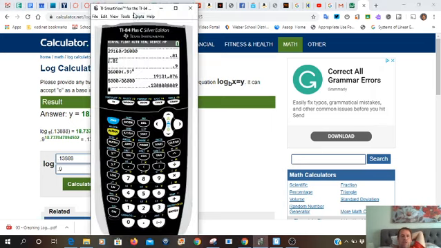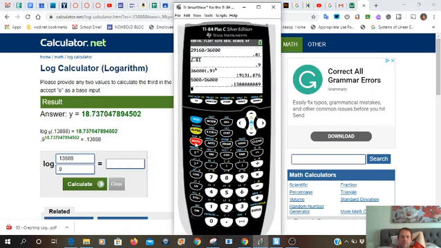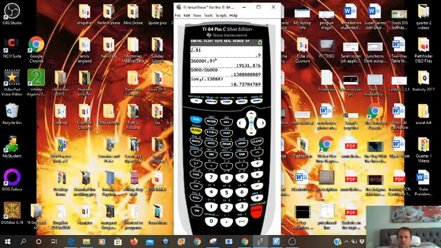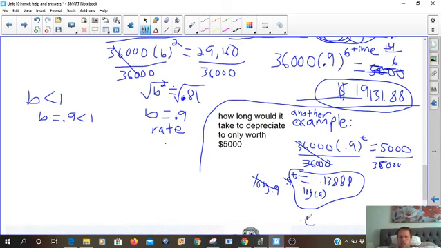We'll double check with our graphing calculator real quick. So again, you go to math, you go to log base 0.9 of 0.13888. And so it gives us 18.73, so about 18.7 years. Nice. So then t would take 18.7 years. So these weren't as bad as you thought, right? Not as bad as you thought.